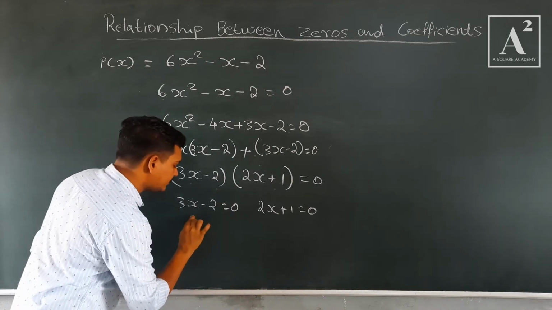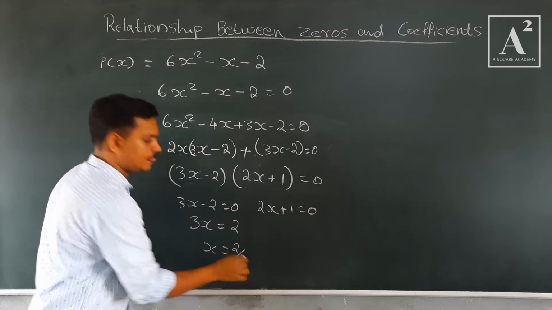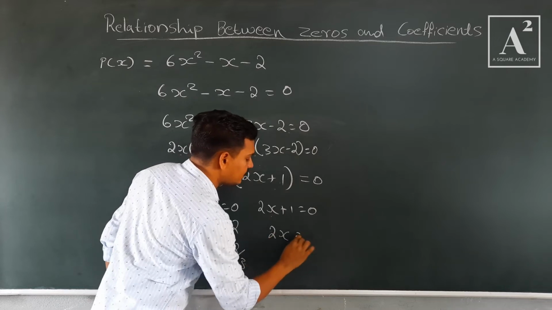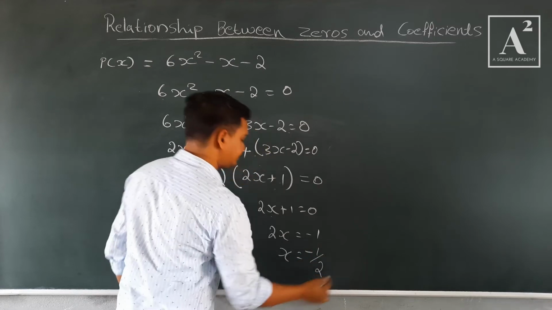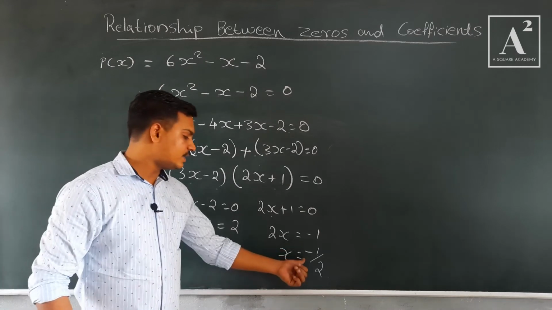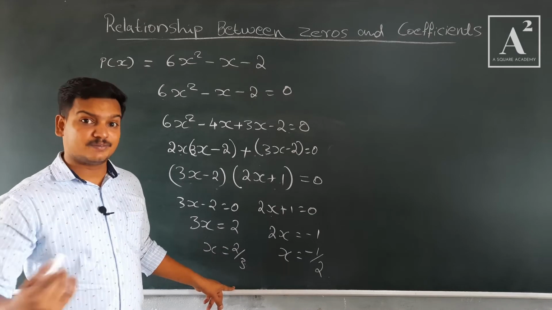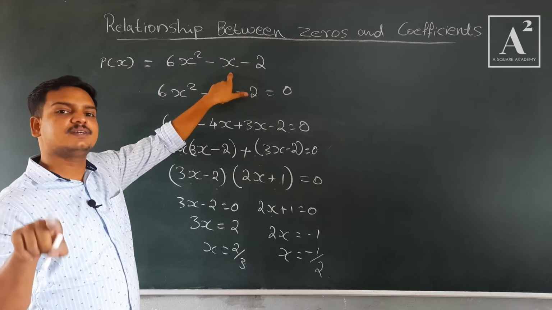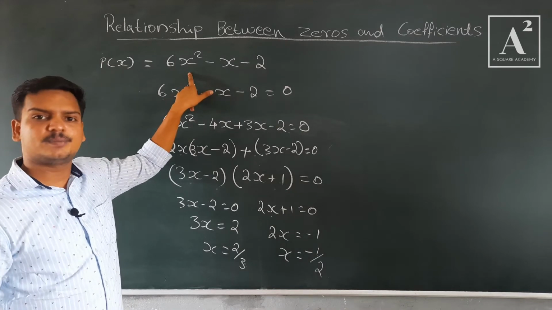Now we get 3x is equal to 2 and x is equal to 2 by 3. At the same time here, 2x is equal to minus 1, then x is equal to minus 1 by 2. So here we got two numbers, x is equal to 2 by 3 and another one x is equal to minus 1 by 2. So these are the zeros of the polynomial. You can verify this. If you substitute this number in place of x in the polynomial, then definitely you will get 0. In the same manner, if you substitute minus 1 by 2 in the polynomial, you are going to obtain 0.